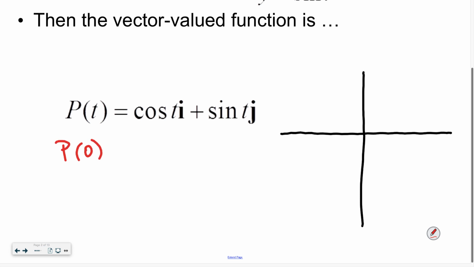If I plug 0 into our vector valued function in radian mode, what is the cosine of 0? One. So we have 1i plus, what's the sine of 0? Zero. Okay, so we have the vector i. So the vector i looks like this, and we have a coordinate for our curve.